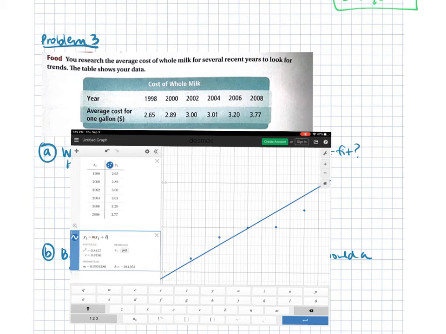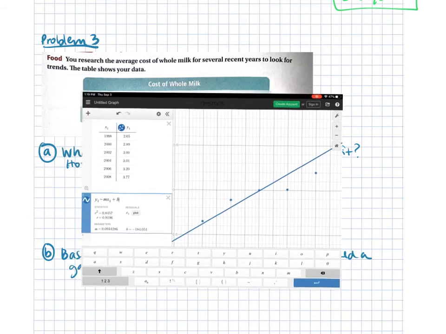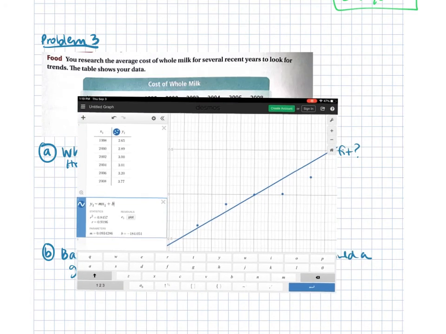So let me see if I can move, let me change the hands, see if I can move this video. Okay, and then put it in the corner.